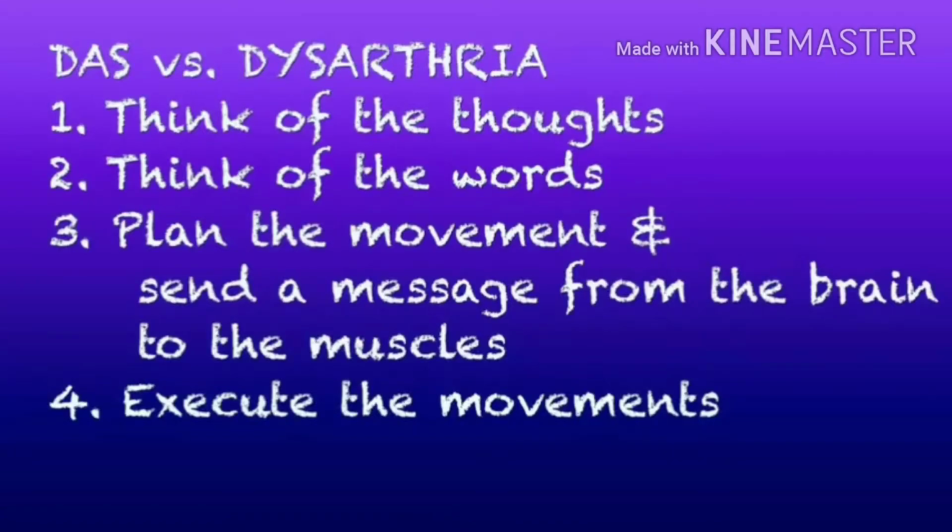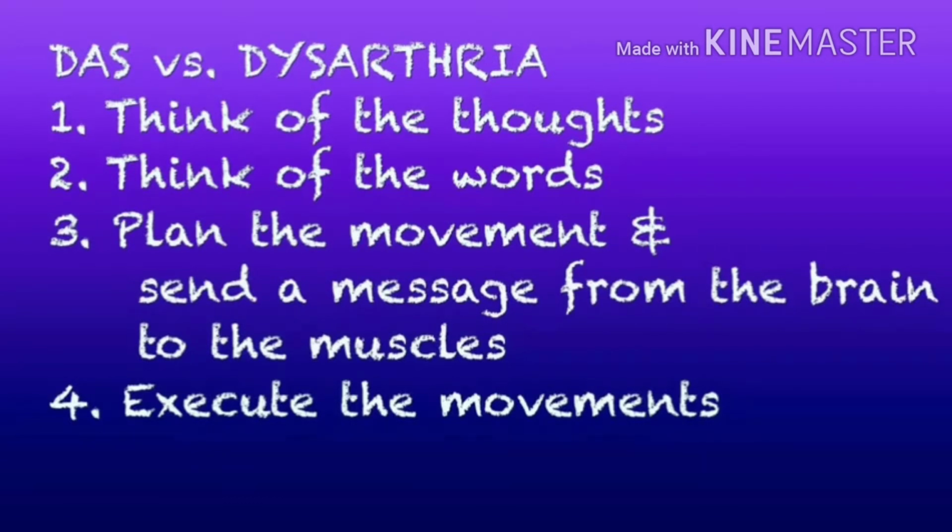Another source of confusion for parents is differentiating between apraxia or developmental apraxia of speech and dysarthria. I always explain to the parents in terms of thinking of the process of being able to produce words. When somebody wants to speak, they first have to think of their ideas, think of the words that go with those ideas, and then the brain needs to send a message to the muscles as to how to move in order to produce those sounds. Finally, the muscles need to actually execute those movements.